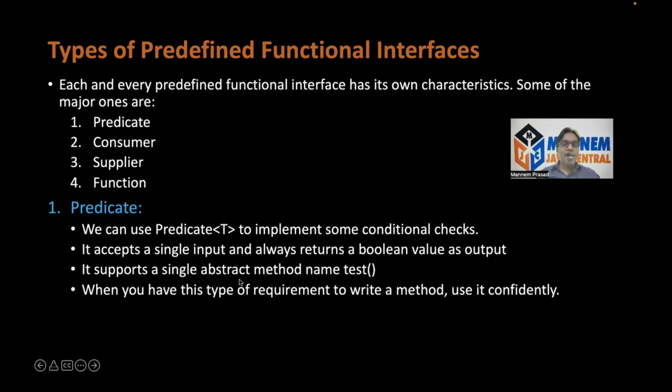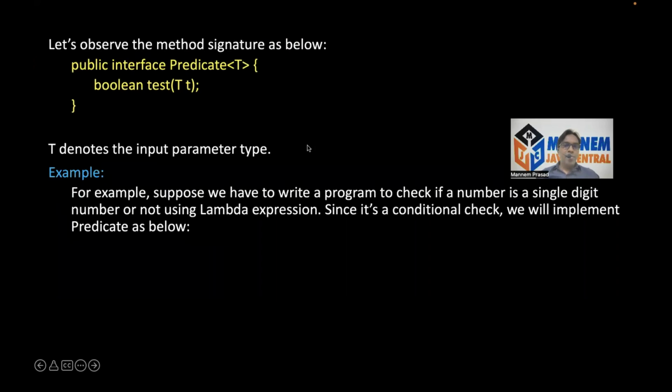It supports a single abstract method named test. When you have this type of requirement to write a method, use it confidently. Predicate is the functional interface. It has a method test. Test is taking input. Here T represents the type of the parameter. Let's see a small example.